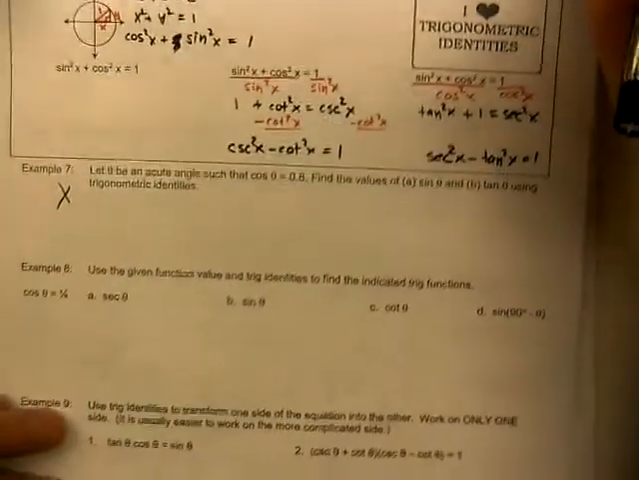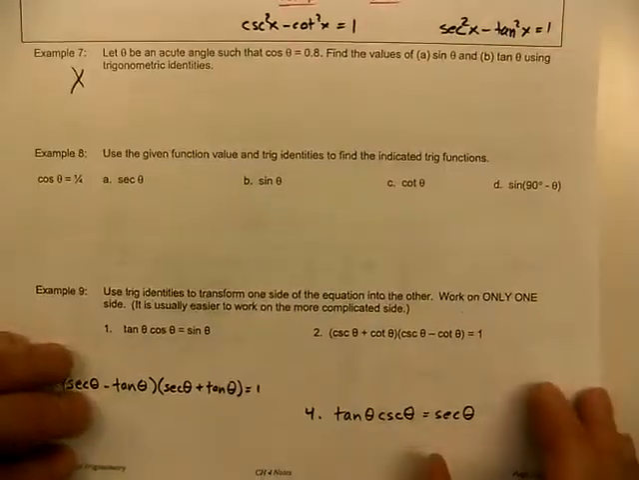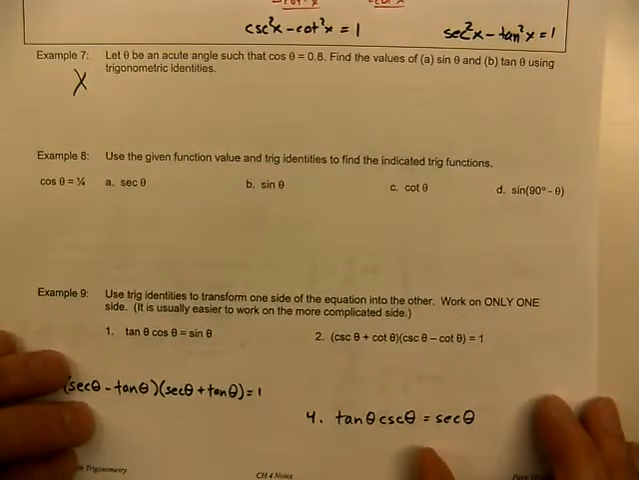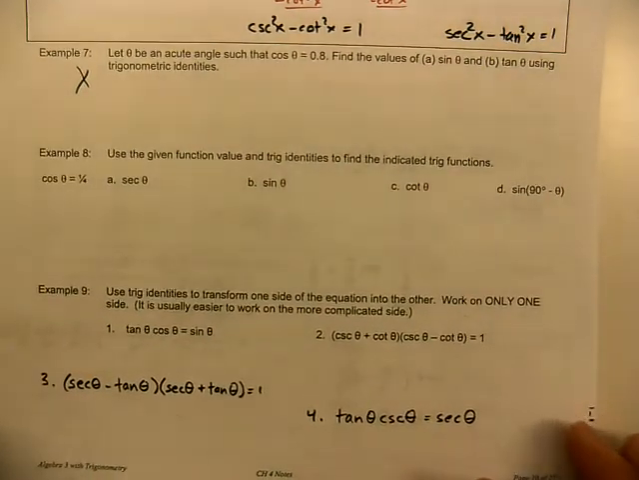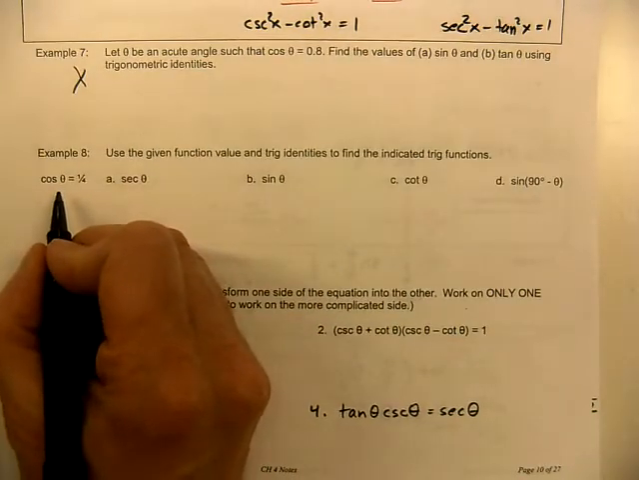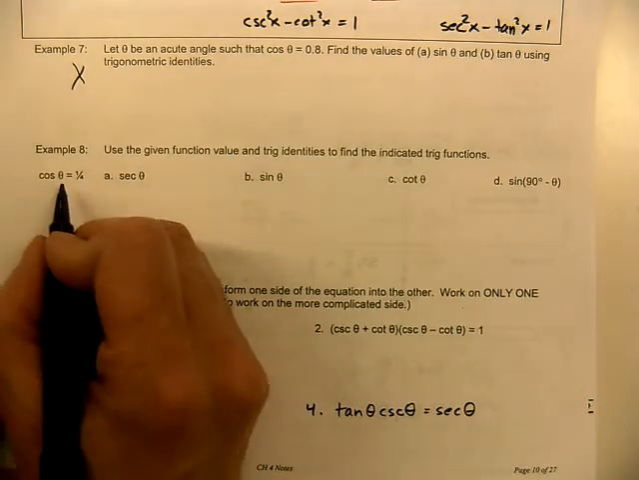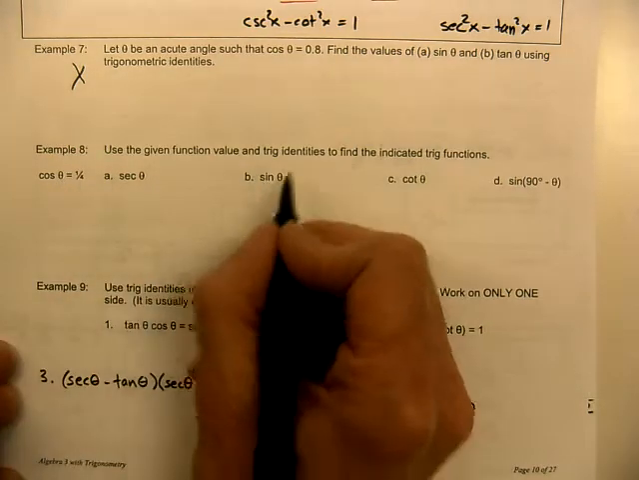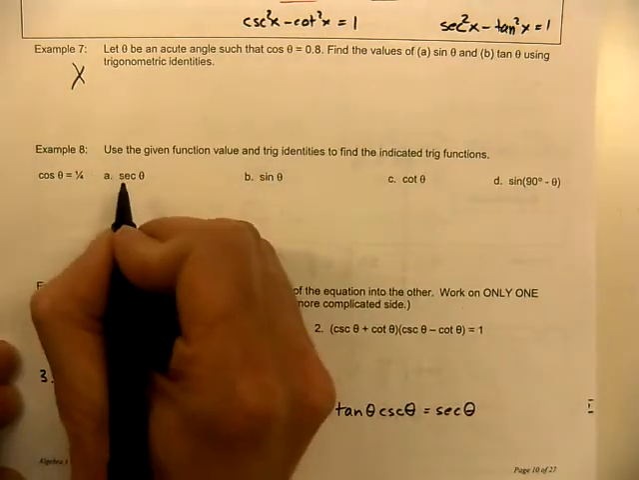All right, so here's example 8. Use the given function value and trig identities to find the indicated trig functions. All right, so this is what they're giving us: cosine theta equals 1/4. There are several different ways that we can approach this, and I'm going to show you two ways in answering some of these questions. Let's start off with this one.